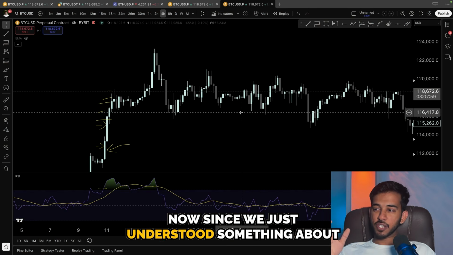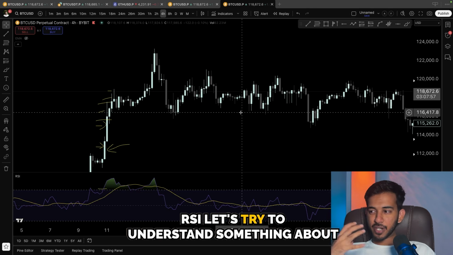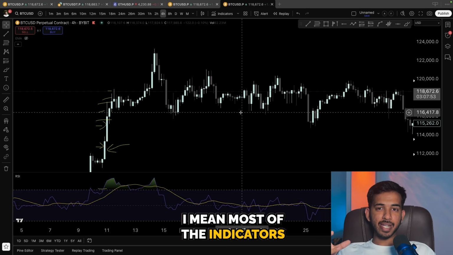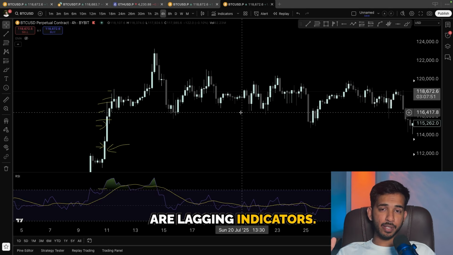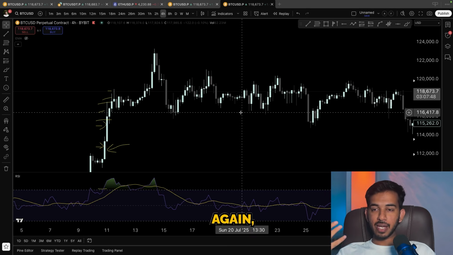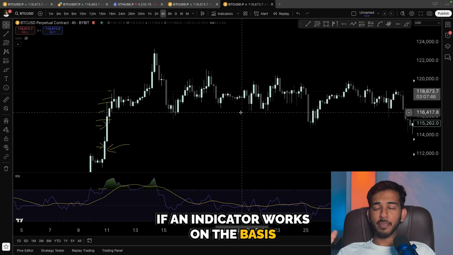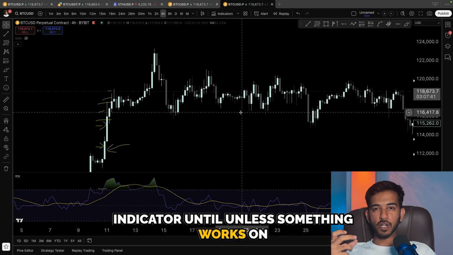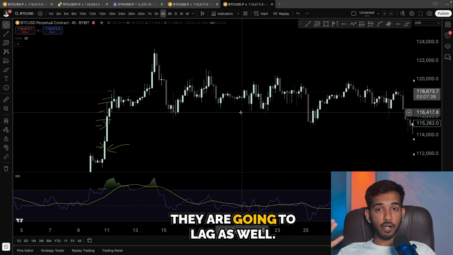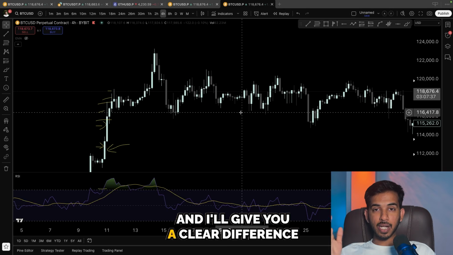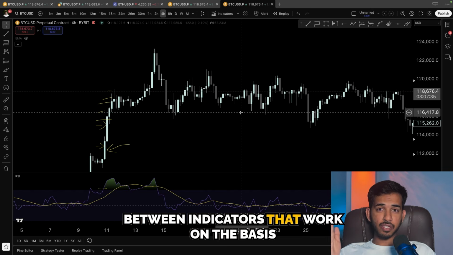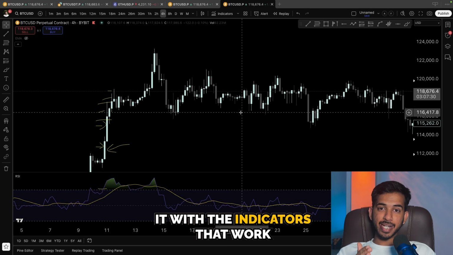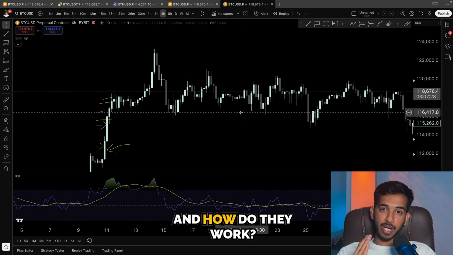Now, since we just understood something about RSI, let's try to understand something about indicators overall. Most of the indicators, I'm sure you guys have heard, are lagging indicators, and I do believe in that because if an indicator works on the basis of price, it is going to be a lagging indicator, unless something works on the basis of volume. And I'll give you a clear difference between indicators that work on the basis of price, how they perform, and compare it with the indicators that work on the basis of volume.